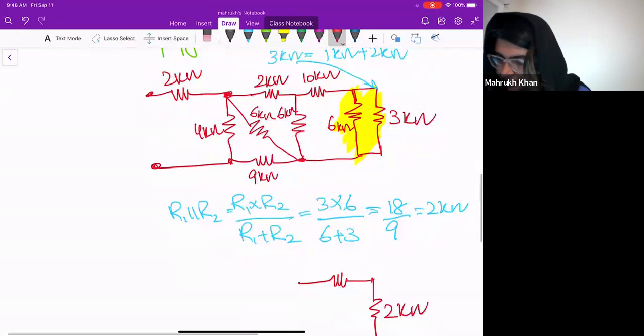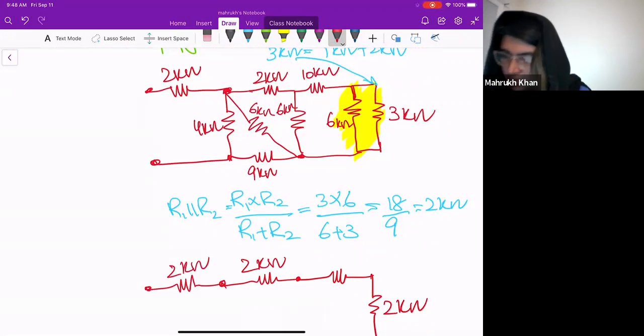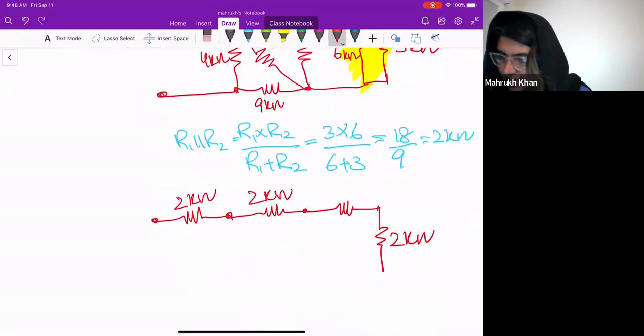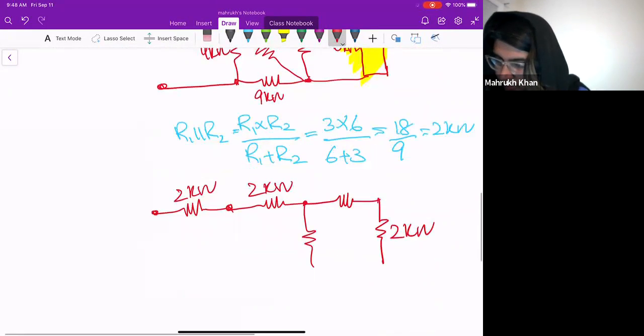I'm not worrying about other resistors right now. I'm just thinking about one resistor at a time, which I have to tackle.